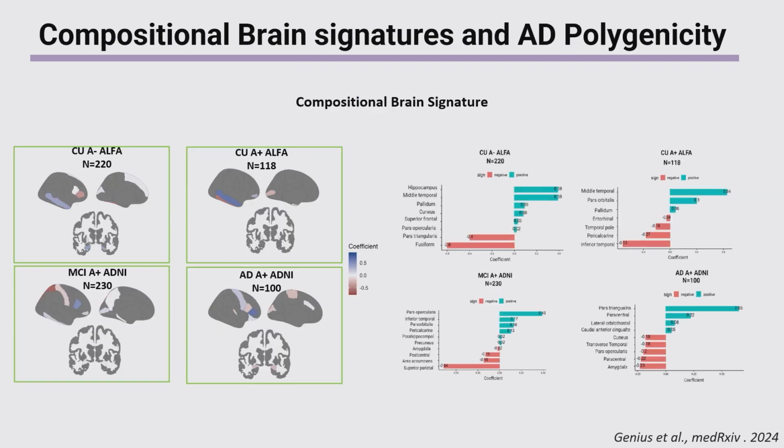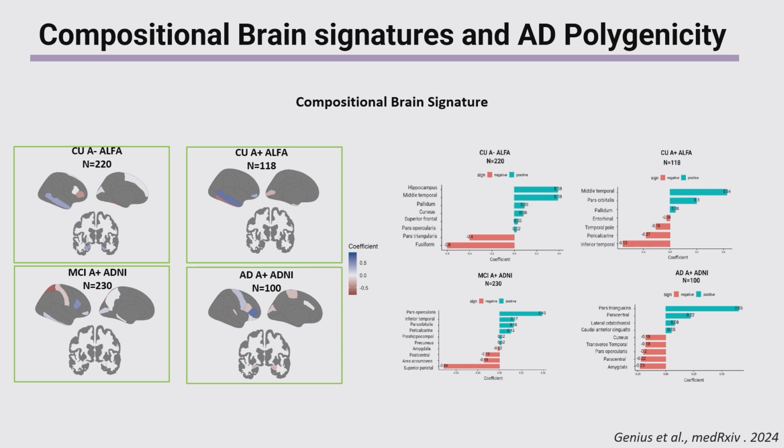And what we found were interesting results. We classified individuals in the ALFA study and ADNI following the Alzheimer's disease stages. In ALFA, we only have cognitively unimpaired individuals, classified as amyloid negative or amyloid positive. In ADNI, we took MCIs and ADs that were amyloid positive. And we found interesting results.